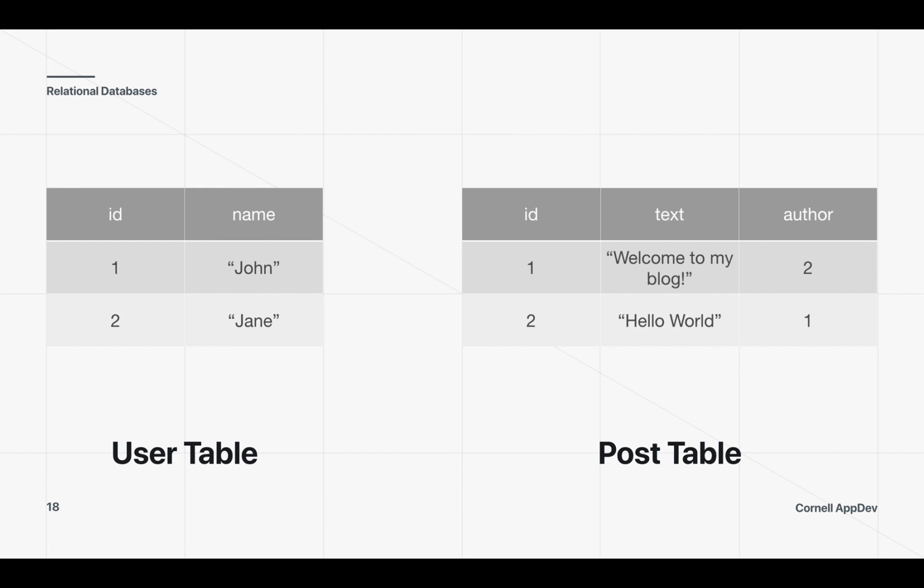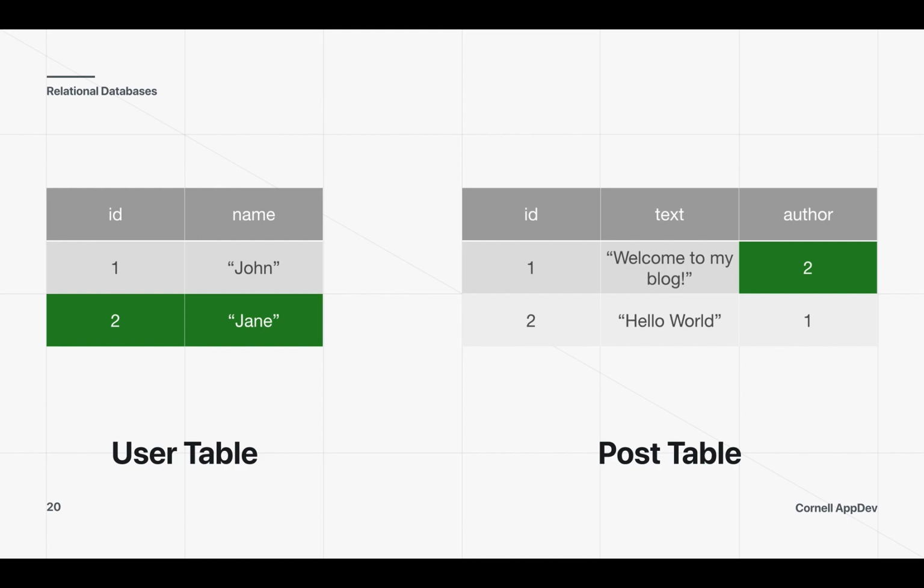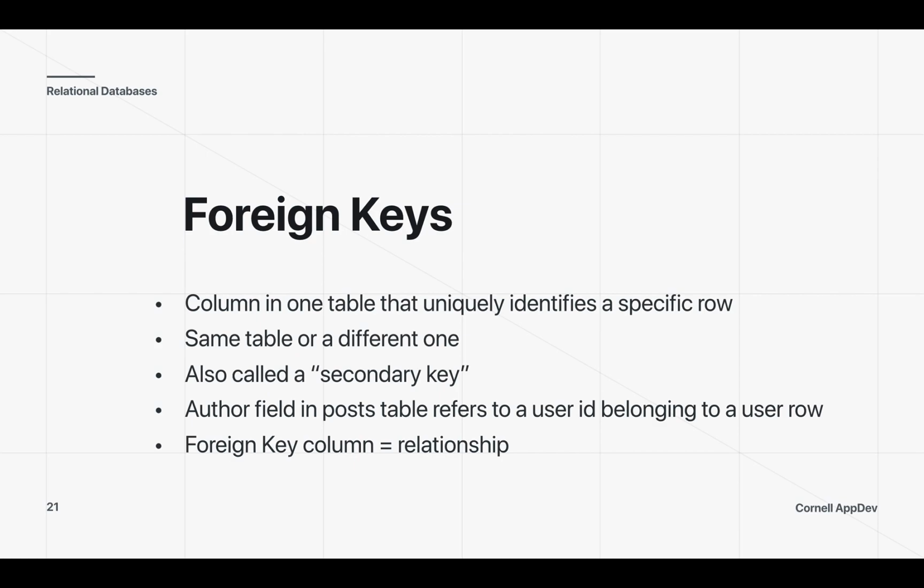So consider we have two tables here, one that's a user and one that's a post, say for a social media application. You can see that the post table has a column called author, and in author we can store the IDs of users in the user table. So as you can see here, author 2 corresponds to the user with ID 2 in the user table, which is Jane. We call these specific columns that represent IDs on another table foreign keys. So a foreign key is a column in one table that uniquely identifies a specific row in another table. It can be the same table or also a different one. And we can also call these secondary keys.